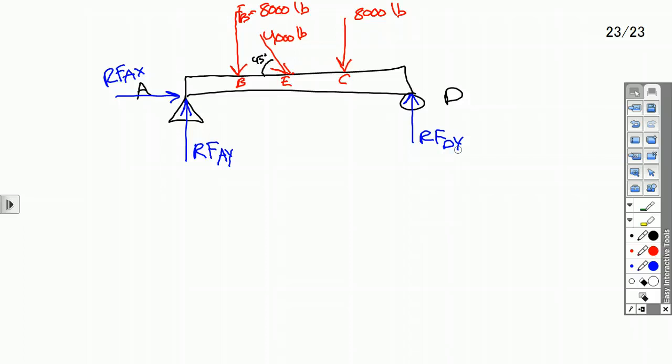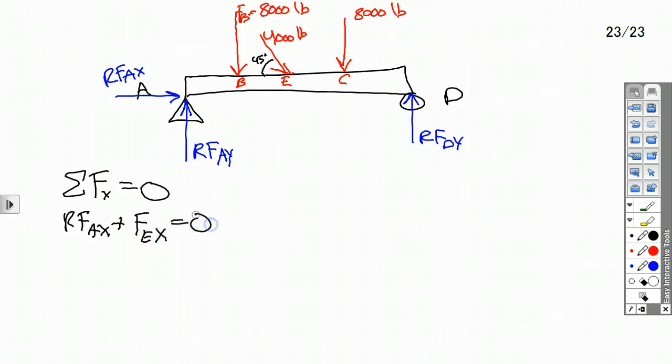So once I've put in my support forces, the sum of all those forces in the x direction has to equal 0. They have to add up to 0. So what forces do I have in the x? I have RFAX, and I have a little bit of the force at E, that's at an angle. I'm going to put FE in the x direction equals 0. So how do I find FE in the x direction?